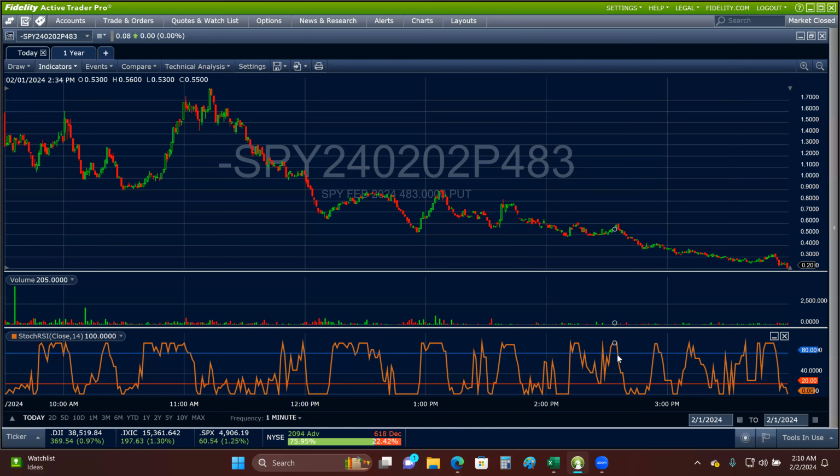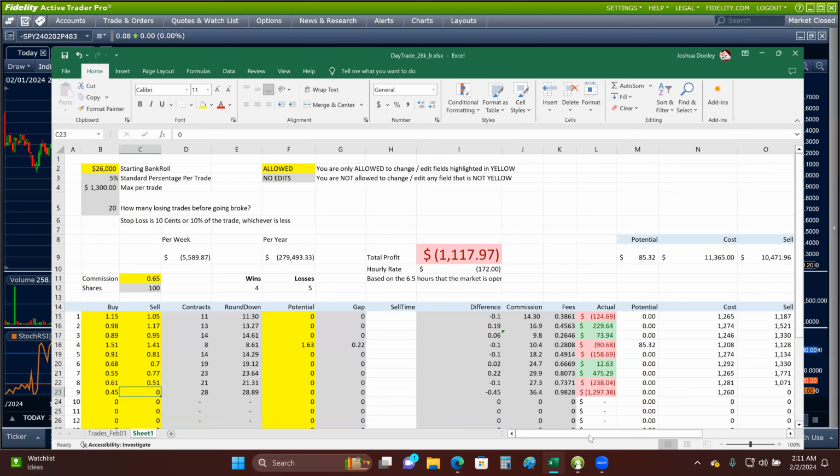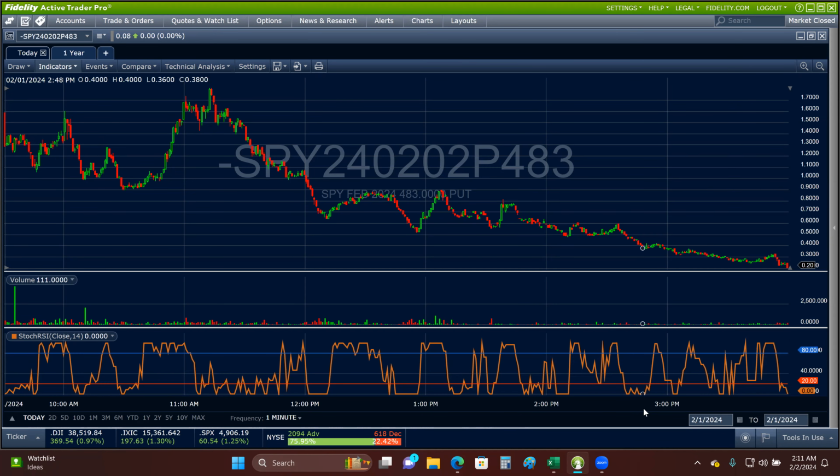Doesn't actually hit again until right here. Here's our trade at 100%. Drops all the way back down to 0 at 45 cents. As long as it doesn't drop to 35, then we're good. Looks like it hits 36 and then comes right back up.